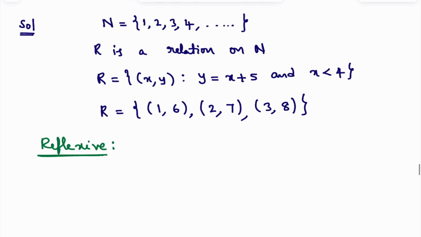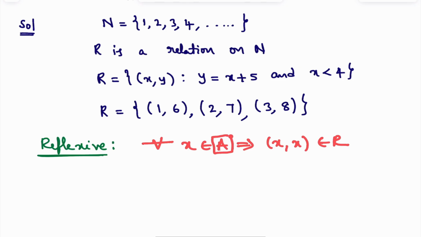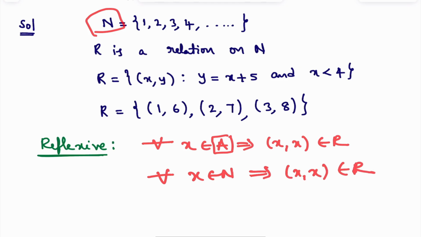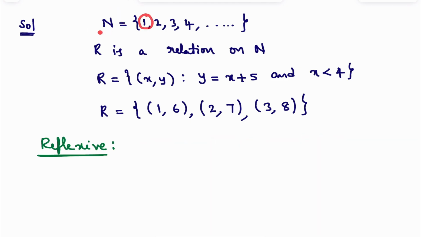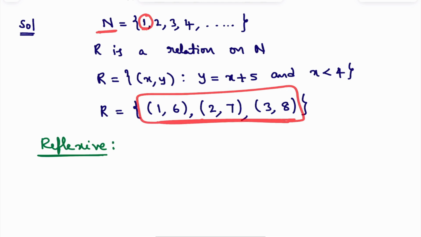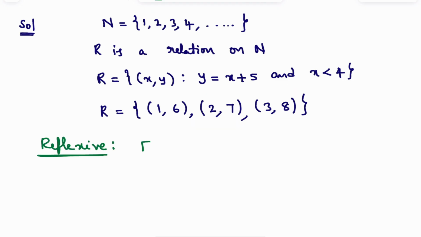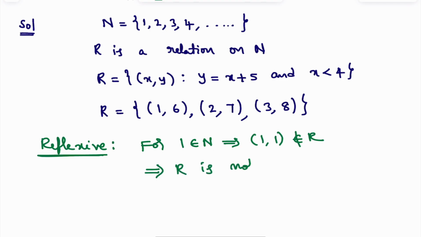How to check the reflexive condition? What is the definition of a reflexive relation? For every x belongs to A implies ordered pair x comma x belongs to R. In this question, this A is natural numbers. That means for every x belongs to N, you need to check that ordered pair x comma x is there in the relation or not. First, I'll take 1 from these natural numbers. Is ordered pair 1 comma 1 there in this relation? No. So for 1 belongs to natural numbers, ordered pair 1 comma 1 does not belong to the relation. From this, you can say that the relation R is not reflexive.